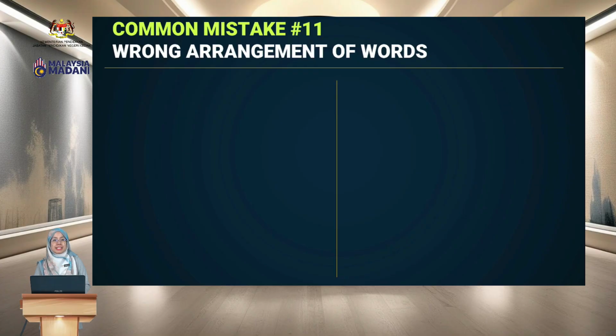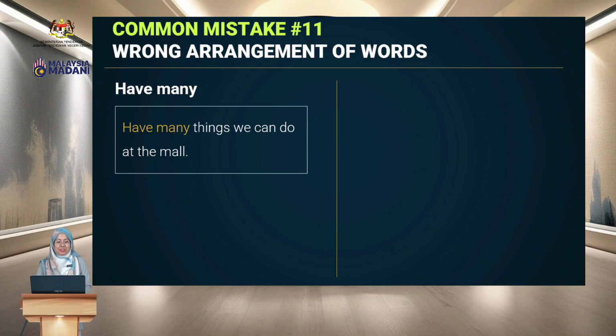Next, common mistake number 11. This is very common, have many, because this is a direct translation from the Malay language. Ada banyak, right? So let's look at this. Have many things we can do at the mall. In Malay, it means ada banyak benda kita boleh buat di pasar raya. Am I right? So that's why a lot of students make this mistake.